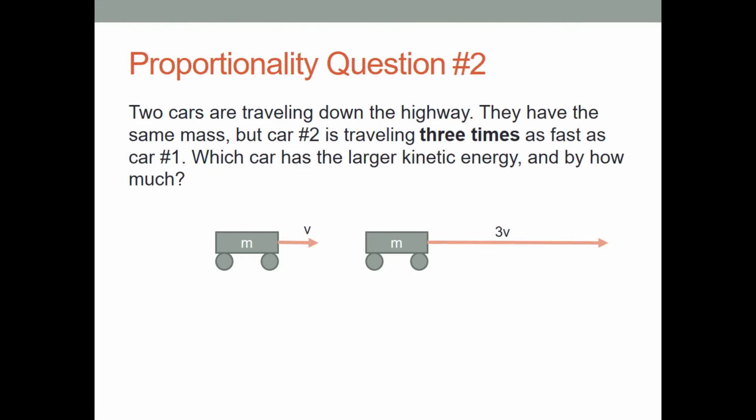Oh, okay, sure. Scott, what do you think? How much more energy does that second car have now? 9 times. That is 3 squared, right? So the fact that it's 1/2 mv squared means that if I triple the velocity, it's 3 squared, which is 9 times the kinetic energy.